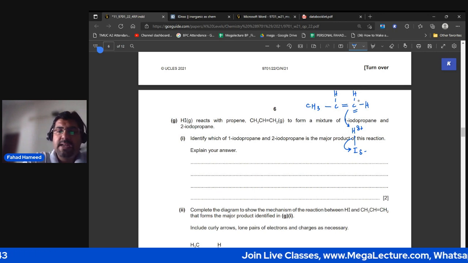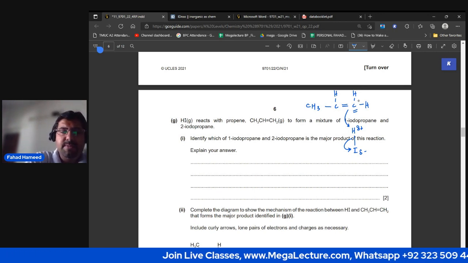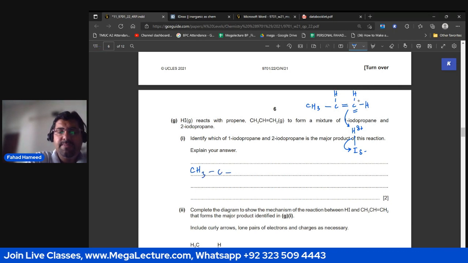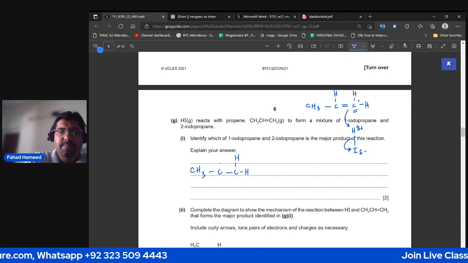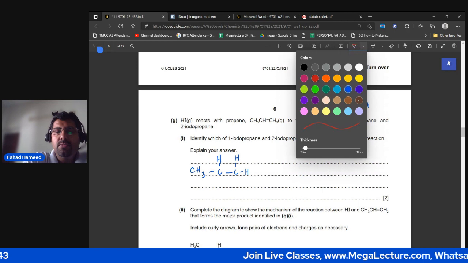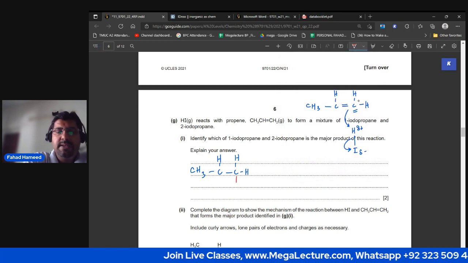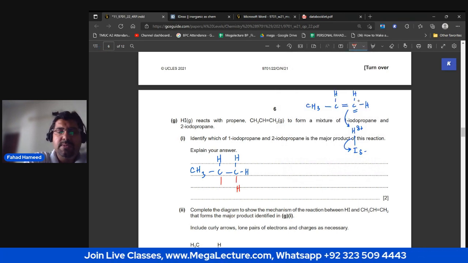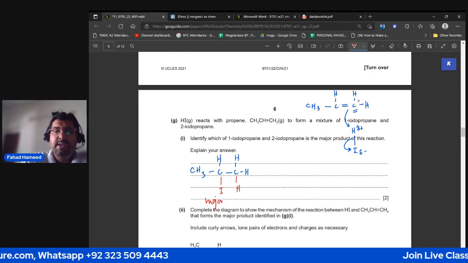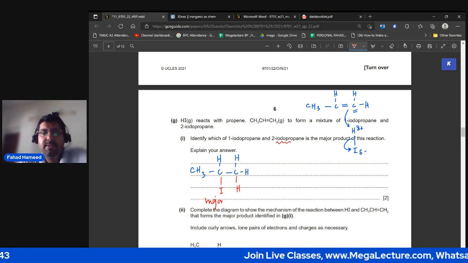So the carbocation, or the product that's going to be formed, is going to be this one. That's going to be CH3C, the H, I mean that's your molecule. So the H would bond with this carbon atom, and the I would go with this one. So the major product, or the more likely product, for this reaction is going to be 2-iodopropane. That's the one. So that gives you 1 mark.